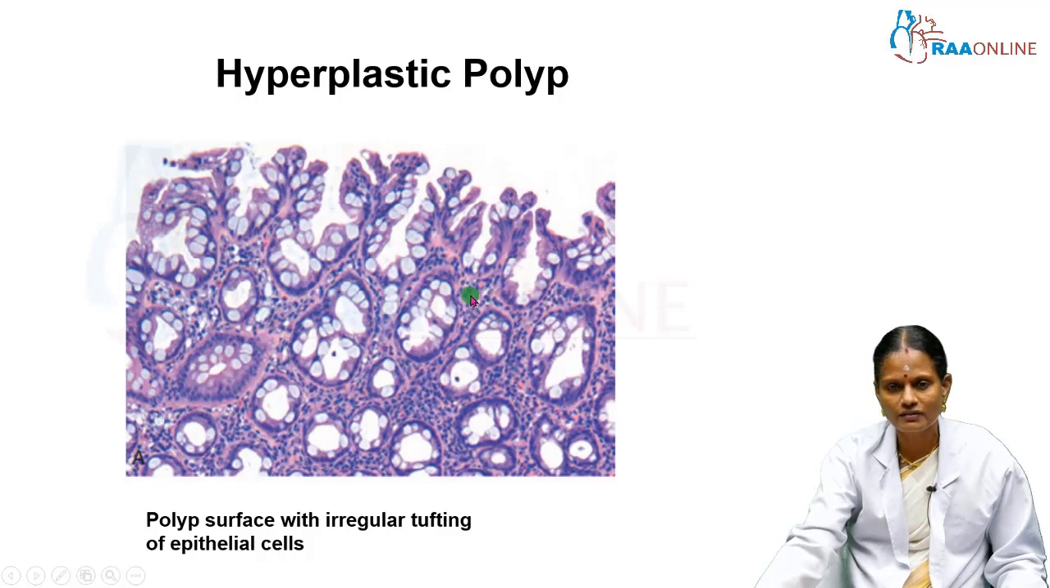There is proliferation of the cells. The goblet cells are well made out. These cells are the goblet cells, and they give a serrated appearance. Because of the delayed shedding of the epithelial cells, there is accumulation of goblet as well as absorptive cells, and there is irregular tufting.